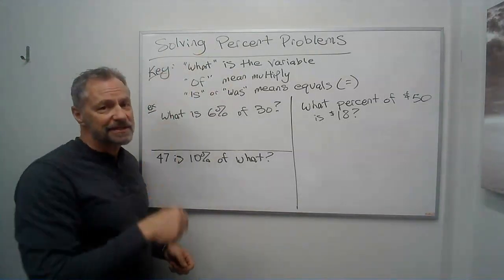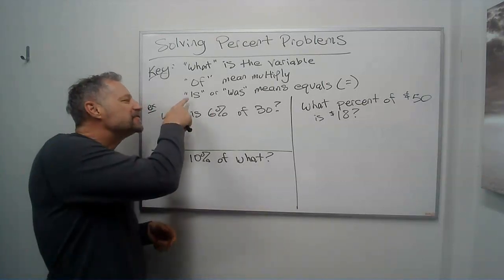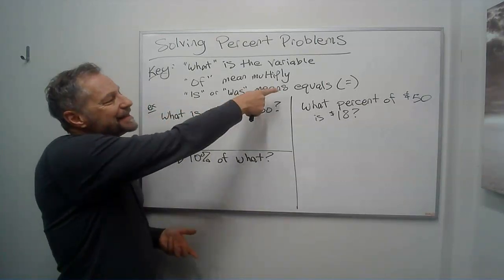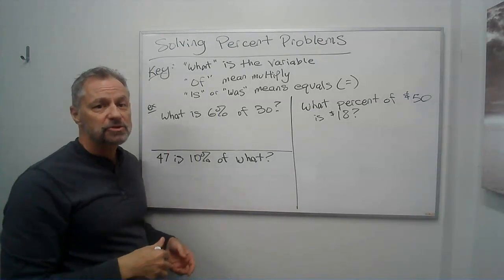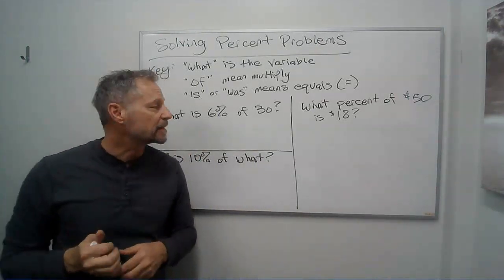Of just translates into multiply. So if you see of, just change it to multiplication. And if you see is or was, that just means equals. So let's look at some examples, see how this works. We'll see that it follows pretty quickly.